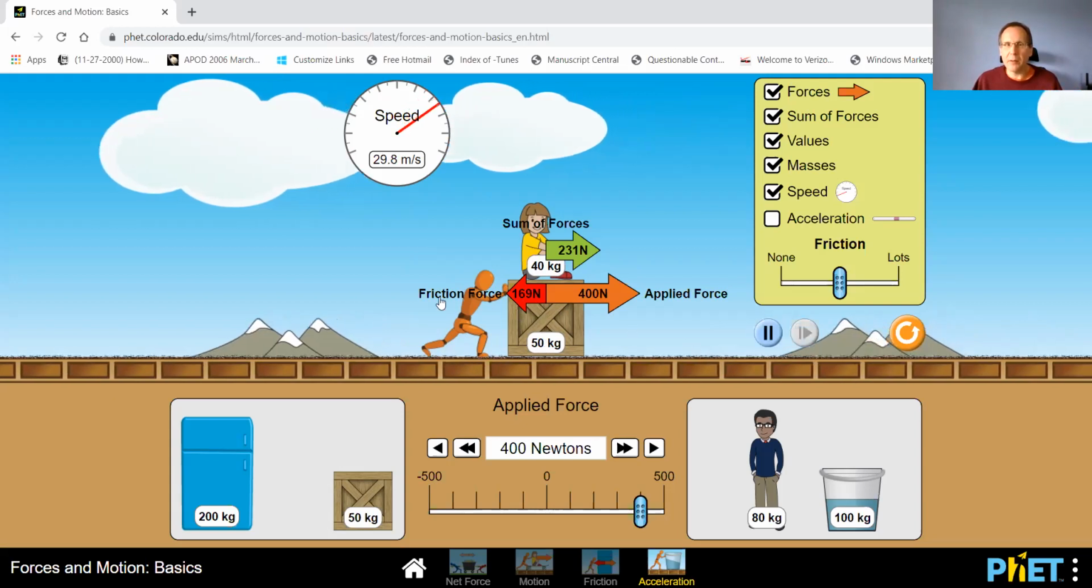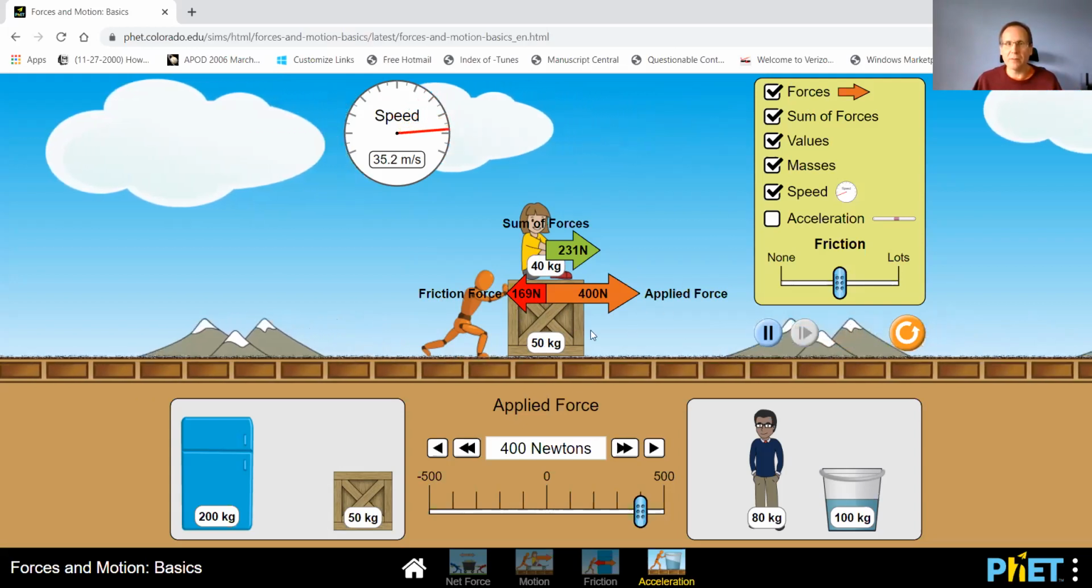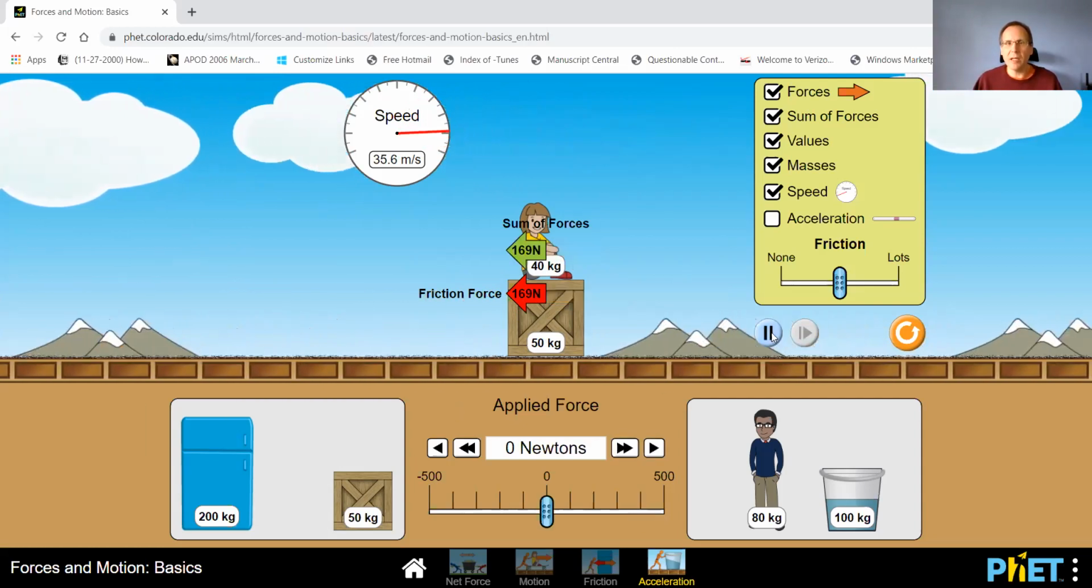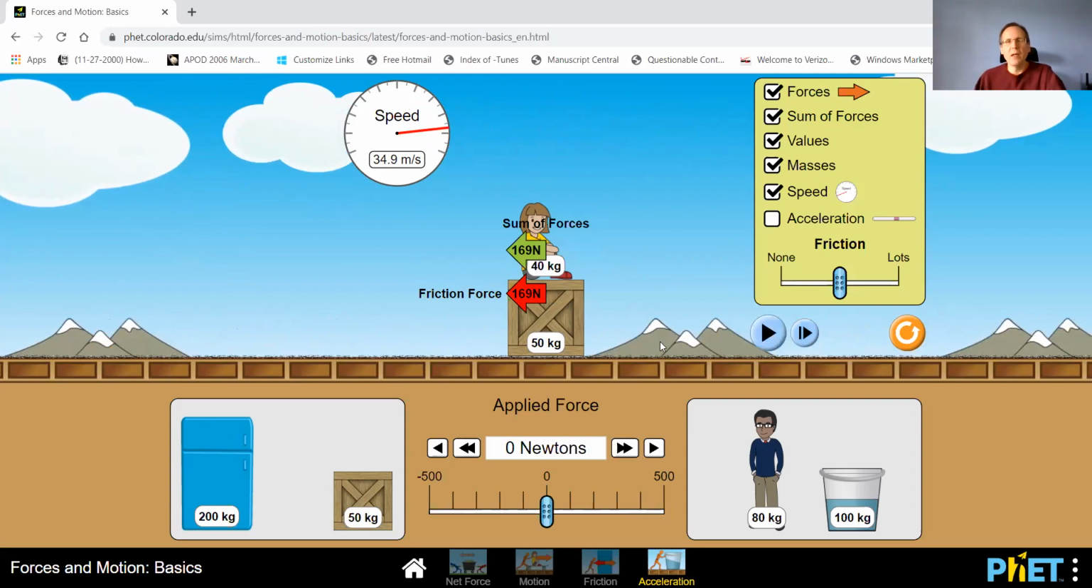So you want to calculate the acceleration at some constant value right now. And then once it reaches 40, see how the person stops pushing? And now look what's happening. There's no longer an applied force, but there still is a kinetic frictional force going to the left of 169 newtons. That means that the net force, the sum of the forces, since it's the only one acting, is also 169 newtons pointing to the left.